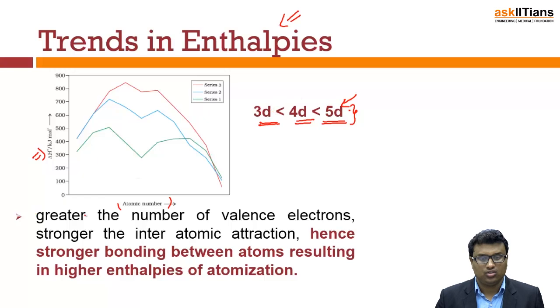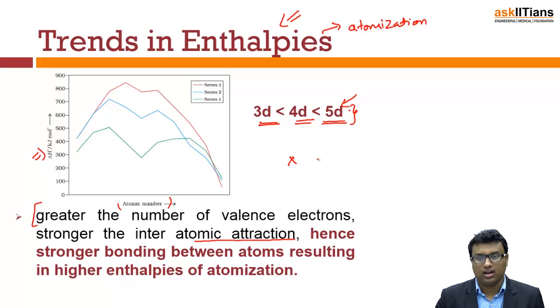This is the reason. The greater the number of valence shell electrons, the stronger is the interatomic attraction and the stronger the bonding between atoms, resulting in higher enthalpies of atomization. So here the enthalpies are the enthalpies of atomization. What is atomization? The ability for a given atom to form a bond with other atoms. This is called atomization. So the greater the number of valence electrons you have, the stronger is the interatomic attraction.